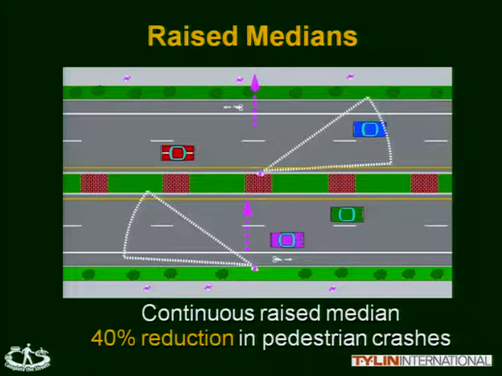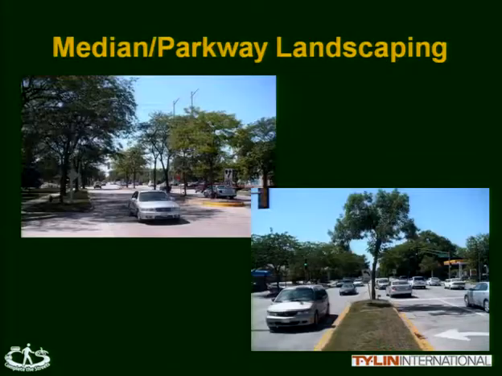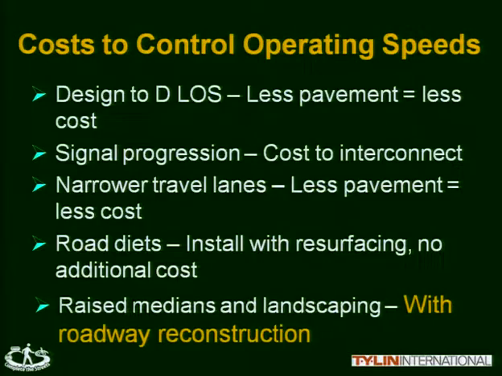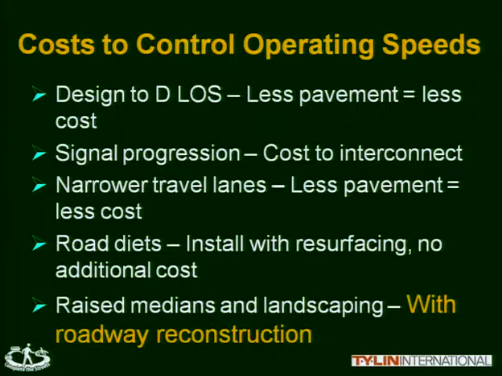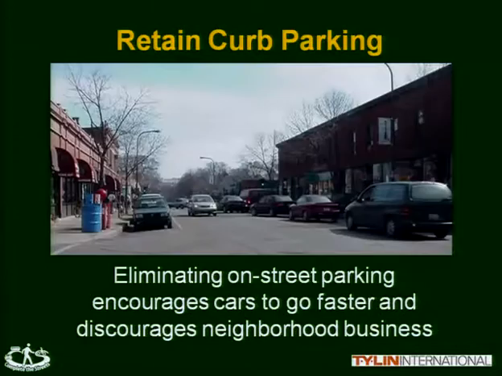Continuous median, I mentioned before, is a 40% reduction in crashes, because you can cross this part, then you can cross that part. And putting in landscaping has been found to also slow speeds down. So when do you do that? When you're rebuilding a roadway, you reconstruct the roadway, put in a median wherever you can, put in landscaping wherever you can. Yeah?